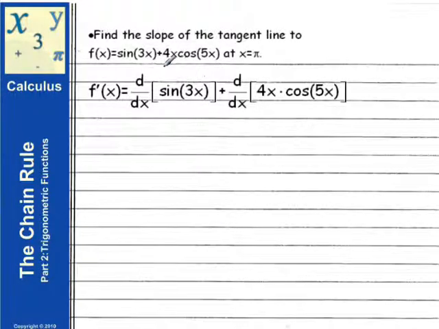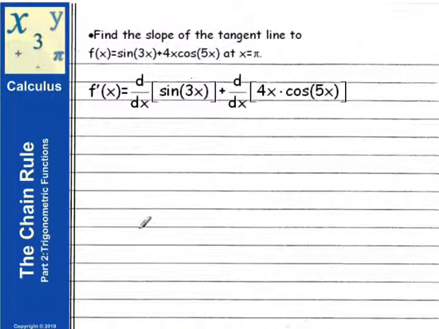Now, when we look at this function, we notice that it's actually the sum of 2 functions. So to find the derivative, we have to take the derivative of sine of 3x and then add to that the derivative of 4x cosine 5x. And I've emphasized here times, that is 4x times cosine 5x, because we're going to need to remember in a few moments that we'll actually have to use the product rule to find this derivative.